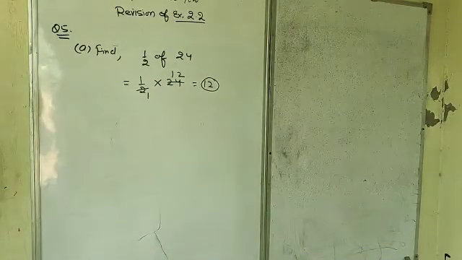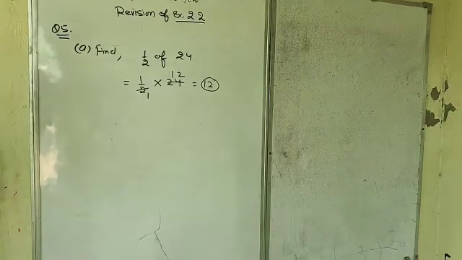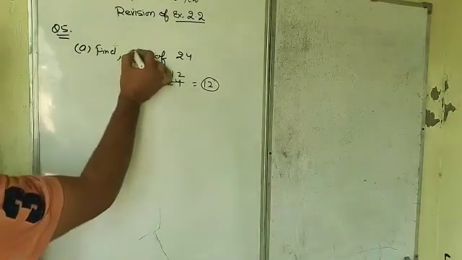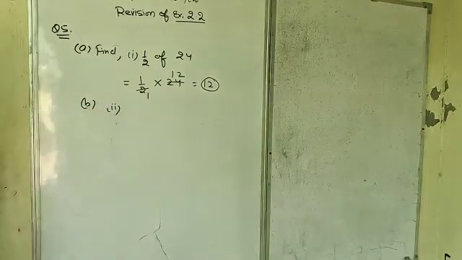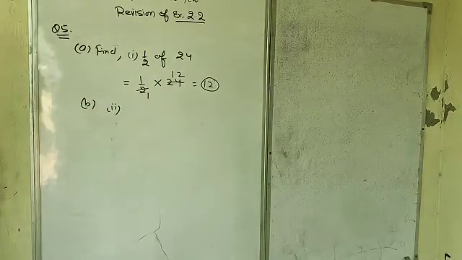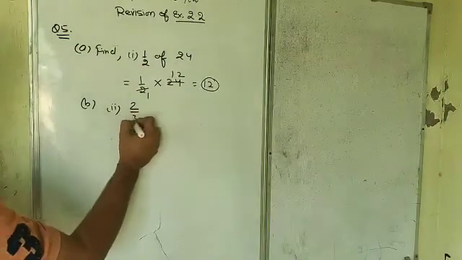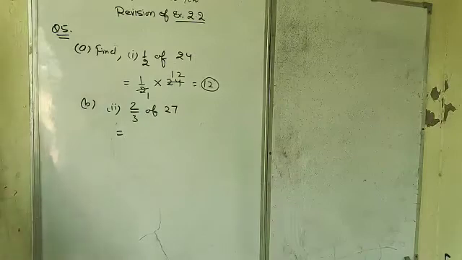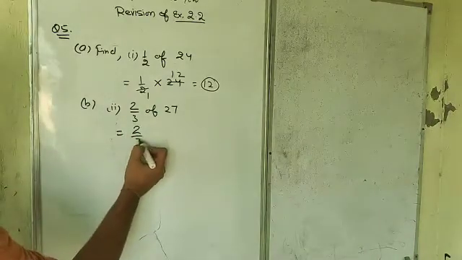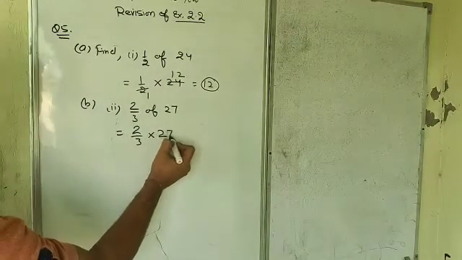Let us do one more question. पार्ट नंबर बी, ये इसका फर्स्ट था. पार्ट नंबर बी का सेकंड पार्ट हम सॉल्व करते हैं. 2 by 3 part, 2 by 3 of 27. Look at this. 2 by 3 of means multiply 27.